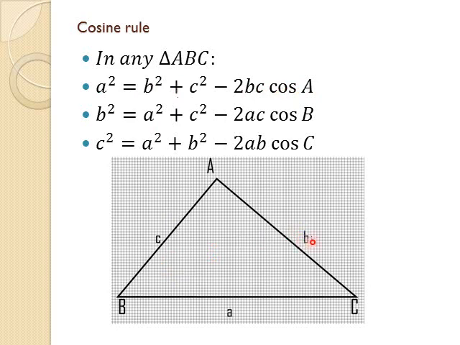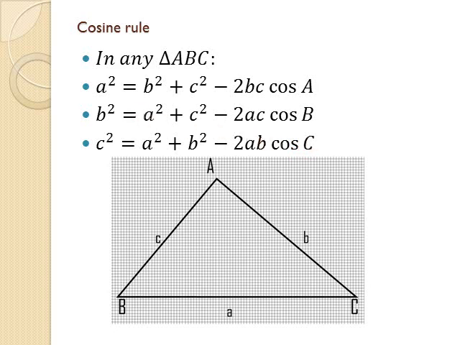Same thing applies if I say b squared here must equal a squared plus c squared minus 2ac cos of B. Again, you see side b is where I start and angle B is where I end. Same thing applies with C. c squared equals a squared plus b squared minus 2ab cos C.